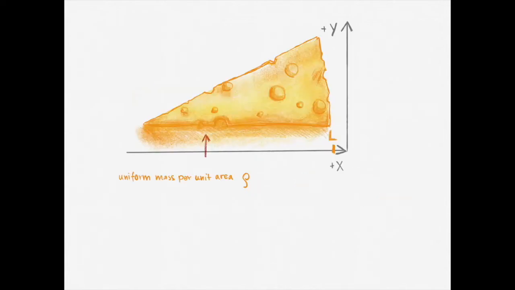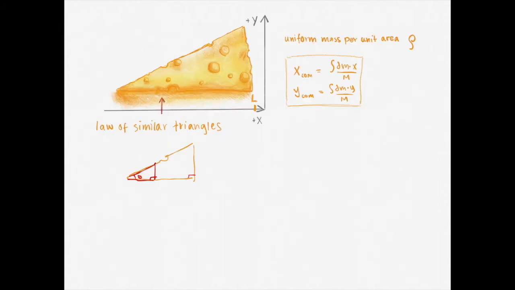Okay, so now what if we have a piece of cheese? And this time, instead of having uniform mass per unit length, it has uniform mass per unit area. So this time we have to treat the block of cheese as a two-dimensional object, and we have to calculate the location of center of mass in the x and y direction separately. Let's calculate the position in the x direction first.